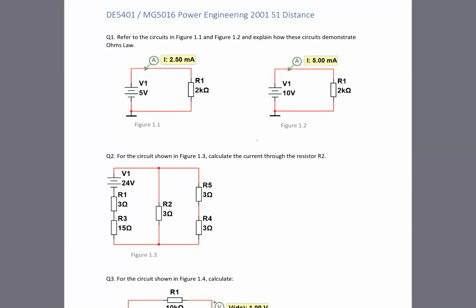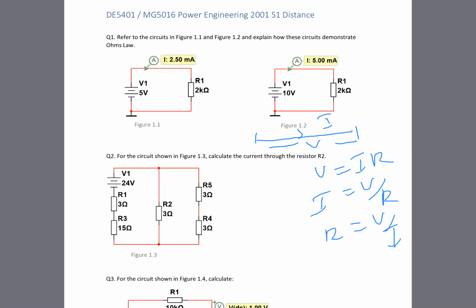In a conductor, when we have a potential difference of voltage across it, this voltage is directly proportional to the current of that conductor. In other terms, V is equal to IR. We can rearrange this equation to find current: current is equal to V divided by R. If you want to find resistance, R is equal to V divided by I. These are different versions of Ohm's law, right?